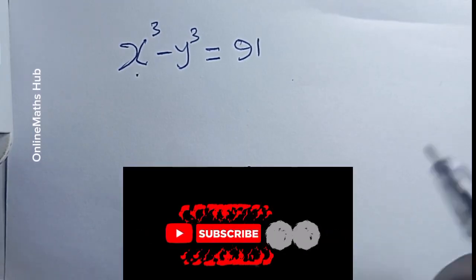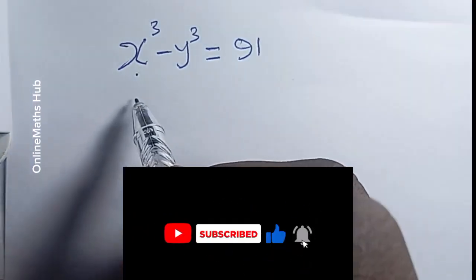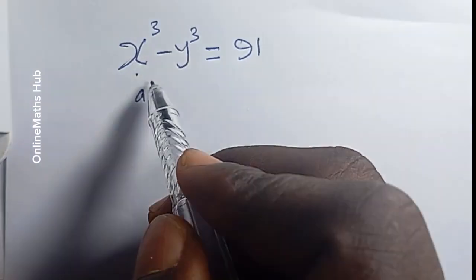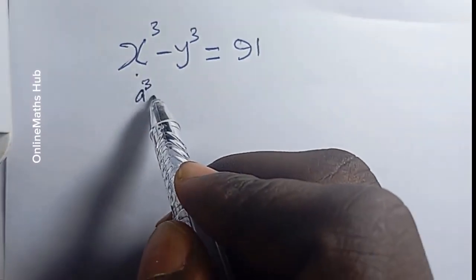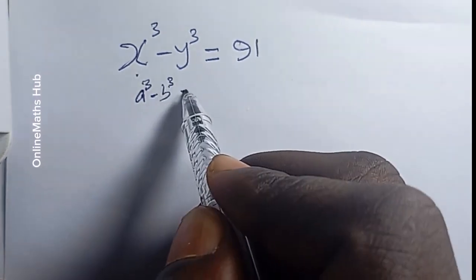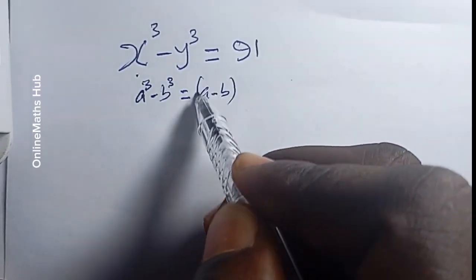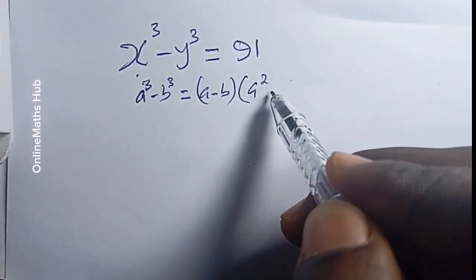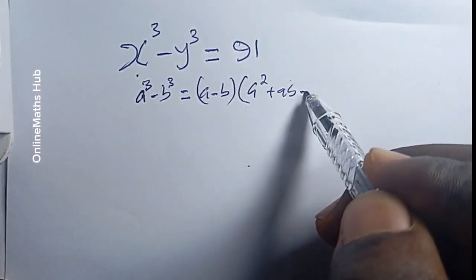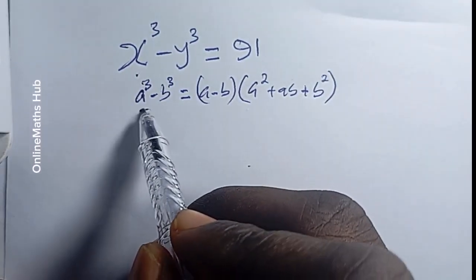It just needs us to remember one of the algebraic identities, which says that a power 3 minus b power 3 is actually going to give you a minus b, multiplied by a squared plus ab, and then plus b squared. This is the difference of two cubes.